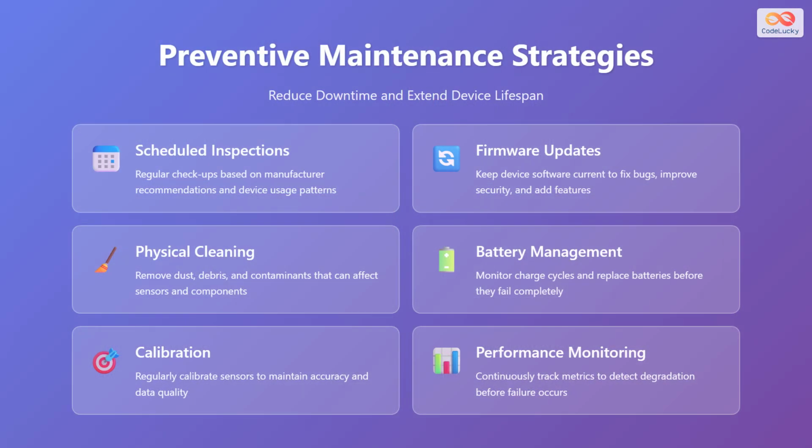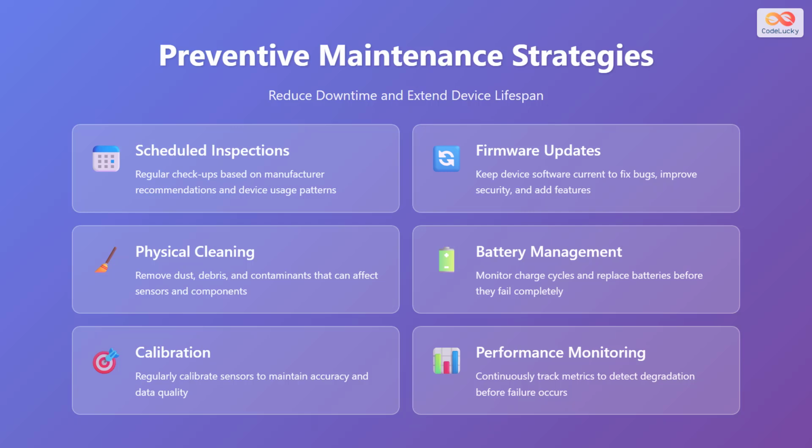Preventive maintenance reduces downtime and extends device lifespan significantly. Scheduled inspections involve regular checkups based on manufacturer recommendations and device usage patterns. Firmware updates keep device software current to fix bugs, improve security, and add new features. Physical cleaning removes dust, debris, and contaminants that can affect sensors and components.